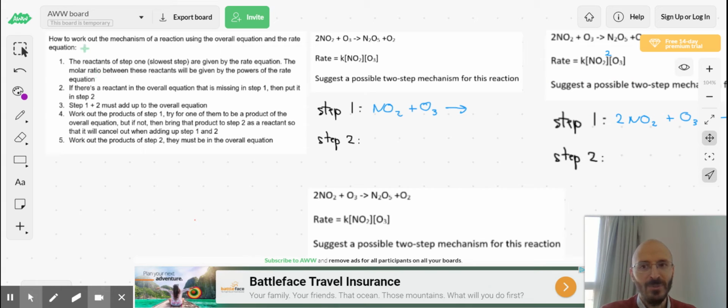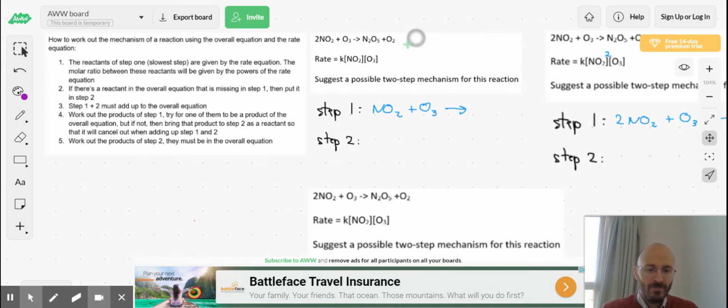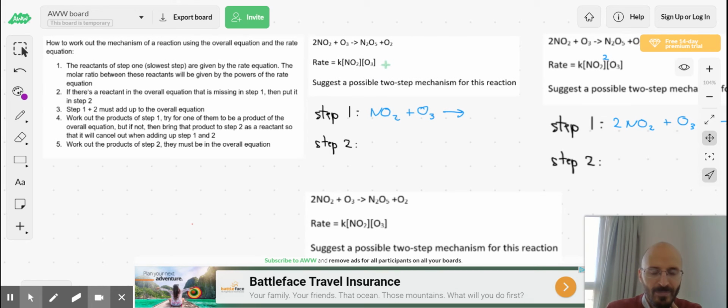All right, so we are going to work out the mechanism of a reaction using the overall balanced equation and the rate equation. So this is the balanced equation here. That's the rate equation. Because in the rate equation we have NO2 and O3, that means in step 1, which is going to be our slowest step, our rate determining step, that's the assumption we are making, you will have 1 mole of NO2, 1 mole of O3.